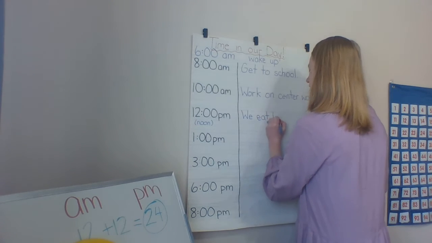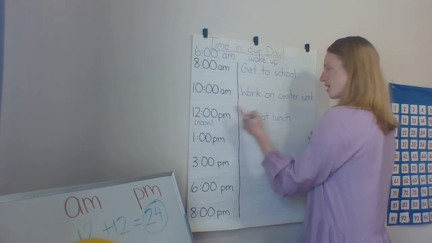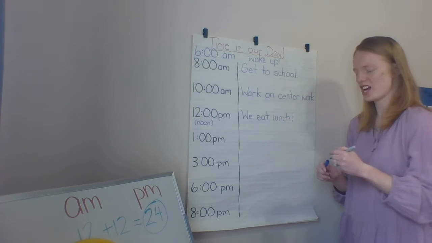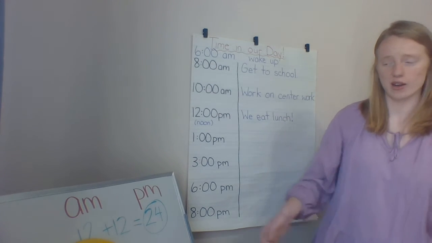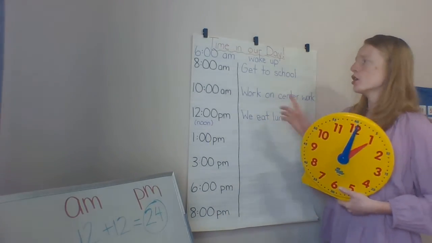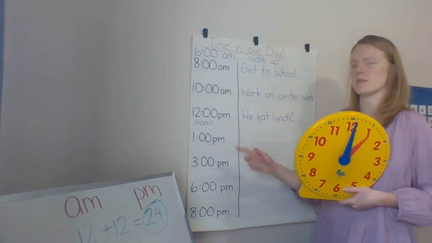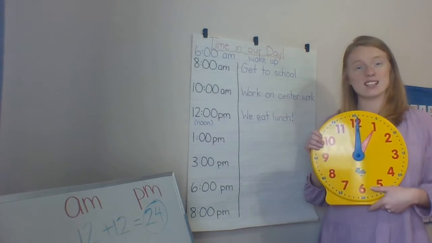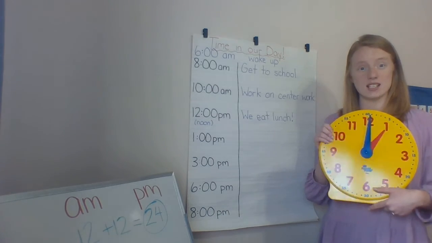So in the middle of our day, at 12 o'clock noon, we are eating lunch. I'm going to go ahead and use our clock, and I'm going to show you all of these times on the clock so that we can practice. All of these are o'clock times. That means that no minutes have gone by. So can you tell me where the minute hand is going to be on all of these times?